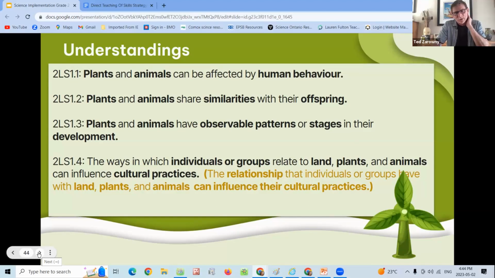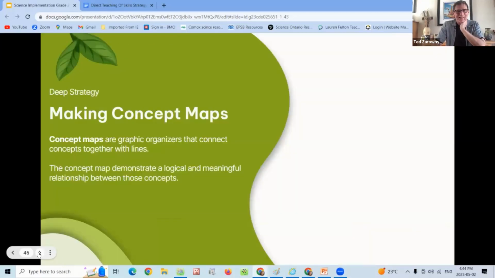The one that's written the way it is in the curriculum reads: the ways in which individuals or groups relate to land, plants, and animals can influence cultural practices. It may be just the same meaning, but a wording that might be easier to grasp and work with is: the relationship that individuals or groups have with land, plants, and animals can influence their cultural practice. In that example, we've understood what it means to have a relationship. In other words, what's the connection there? What's that connection of people to land, their connection to plants, their connection to animals? What kind of relationship do they have and how can that influence? So that's why we worded it that way. When you look at them, they mean the same thing, same understanding is there. So that's why that one appears in brown, in case you're wondering. Next slide, please, Chris.